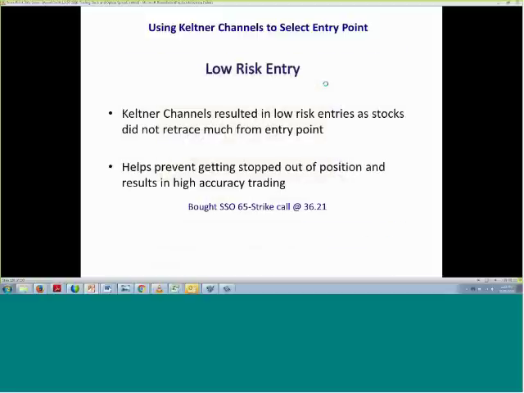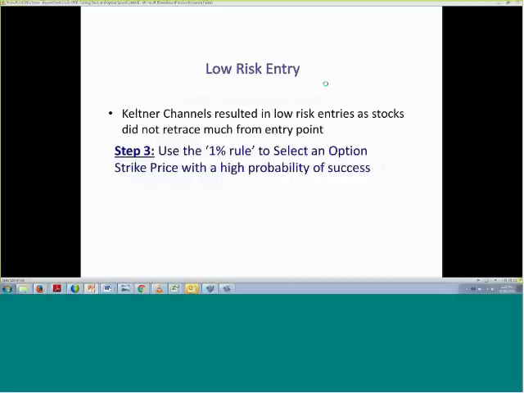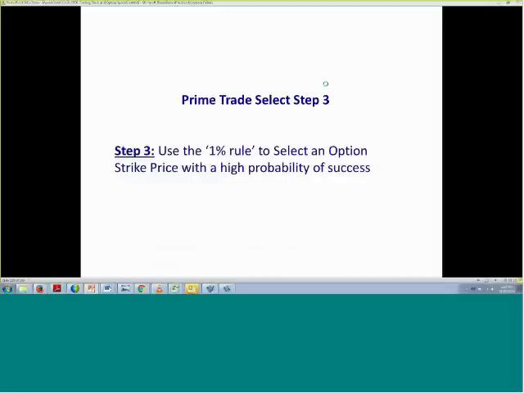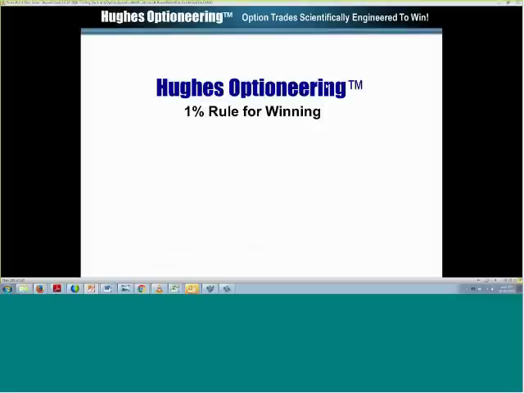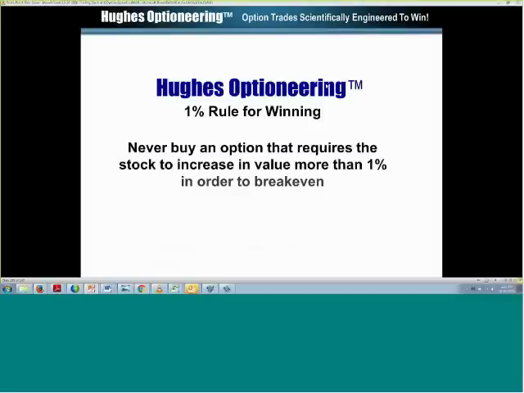So the Keltner channels in these examples resulted in low risk entry as the stocks didn't retrace much from the entry point. So once we decide to buy a call option, there can be hundreds or even thousands of option strike prices to choose from. So we have a very simple rule of thumb, and that allows us to select an option strike price that has a good chance of being a winner.